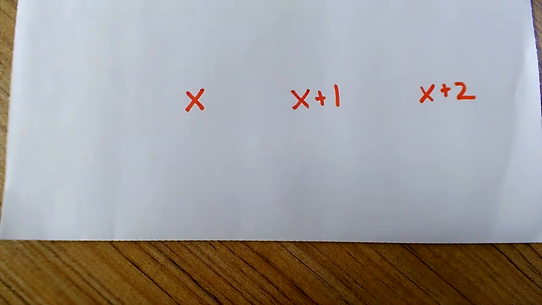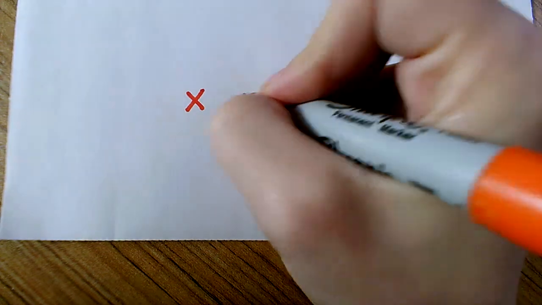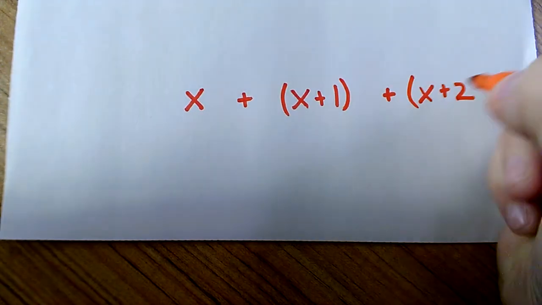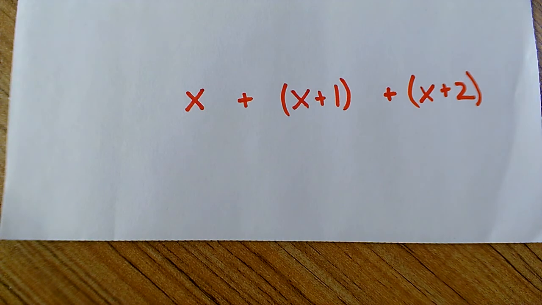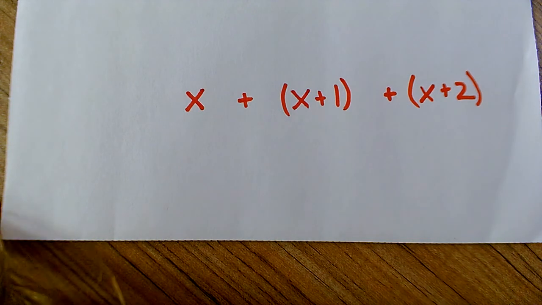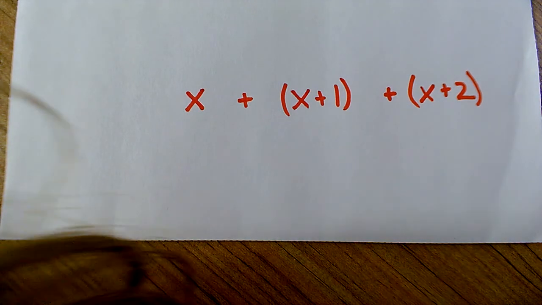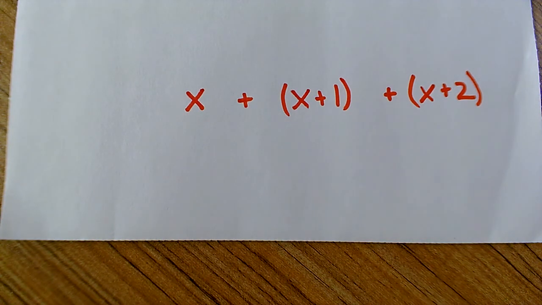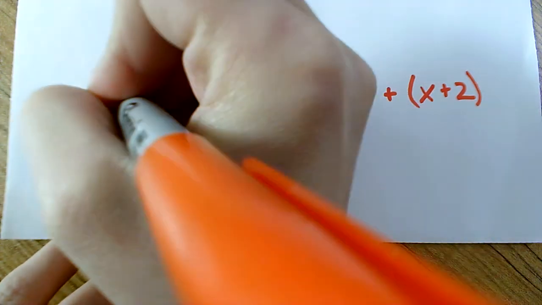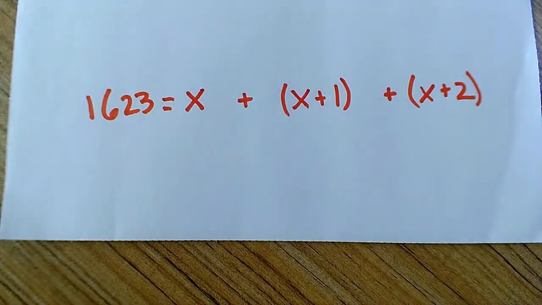Now it's the sum of all of these, so we have to add them together. Sometimes we will write parentheses just to identify which are the 3 numbers that we're looking for. Here's the first in the sequence, second, and third. And then it says the sum of all of these is 1,623, so we can write equals 1,623. You can write this on either side, doesn't matter.